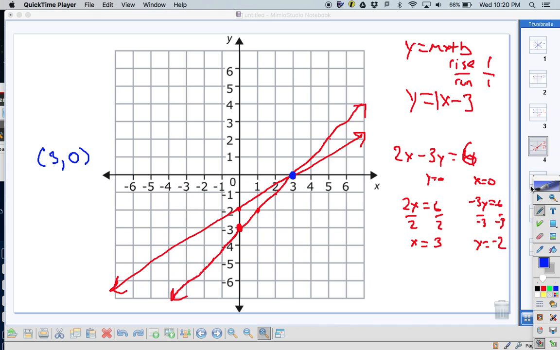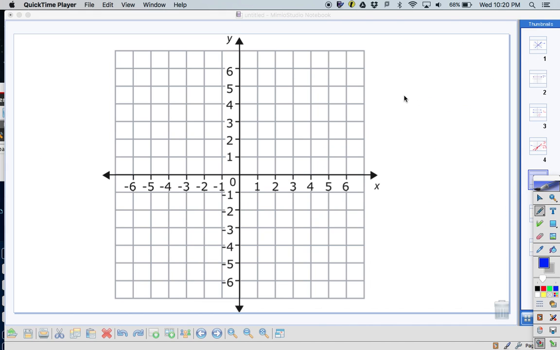Some easier graphs might be this one. Let's say I give you the line y equals 1 and x equals 3. You simply graph those two lines. The line y equals 1 is you go up to the 1 on the y and you draw a horizontal line straight across. The line x equals 3 is you go by 3 on the x and you draw a vertical line straight up and down.